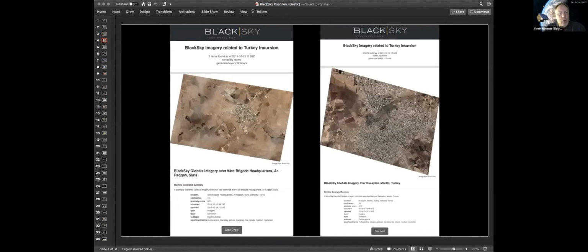The way our customers use this is they'll get notifications of activity, of anomalies that are happening in those areas. Here's an example of a couple email alerts that I got on my cell phone that were basically telling me that, look, we've got new imagery available as the Turks move across the border into Syria.